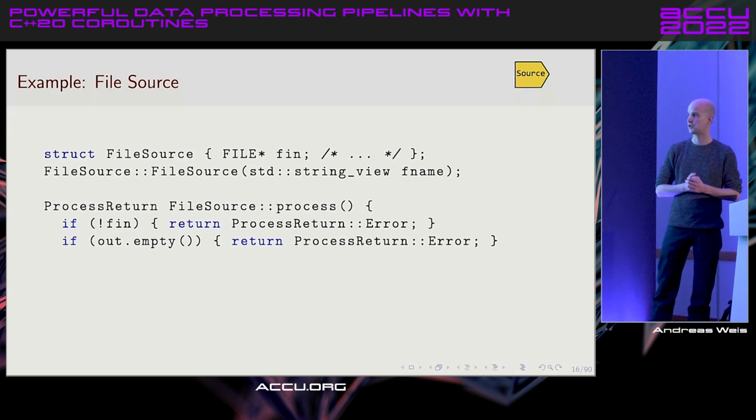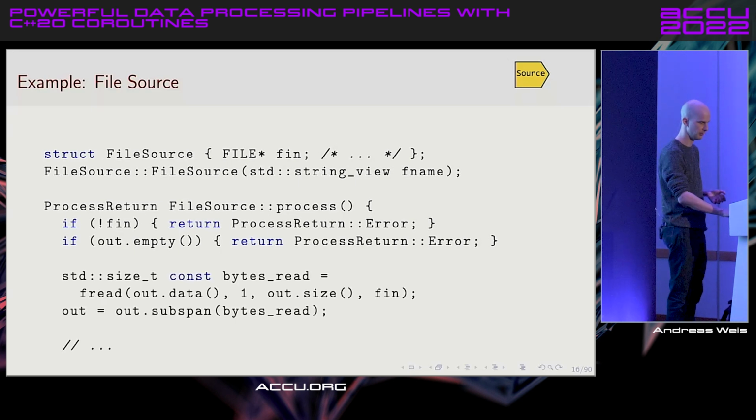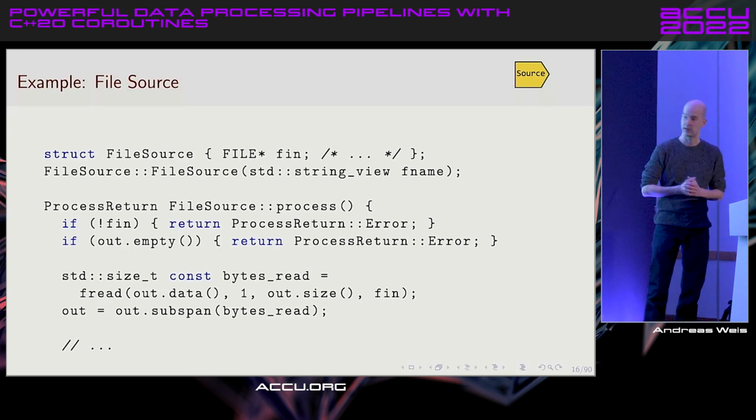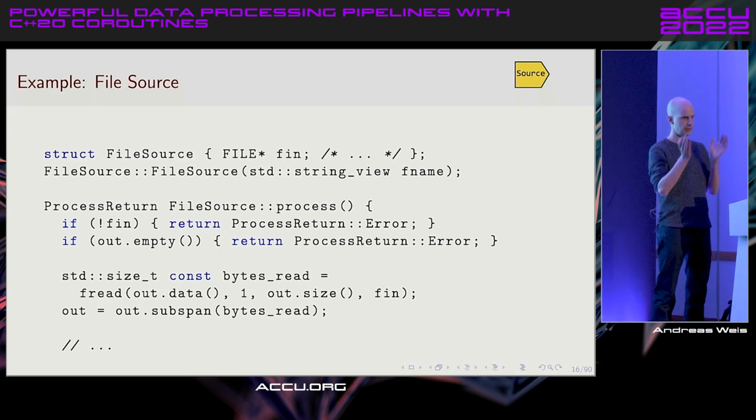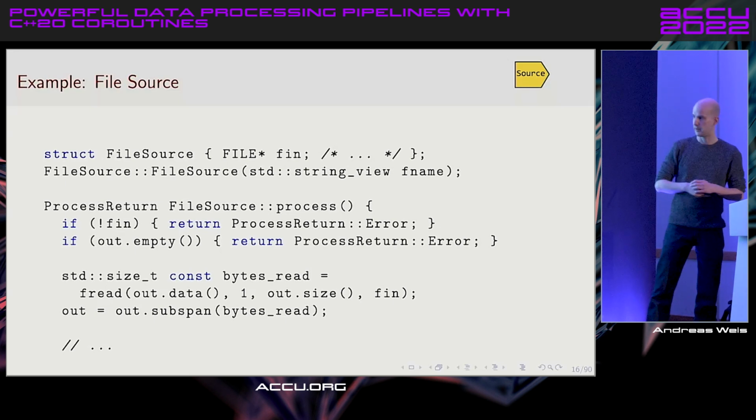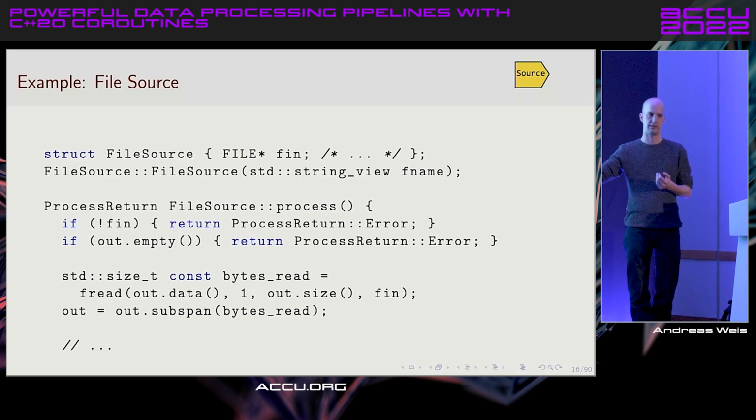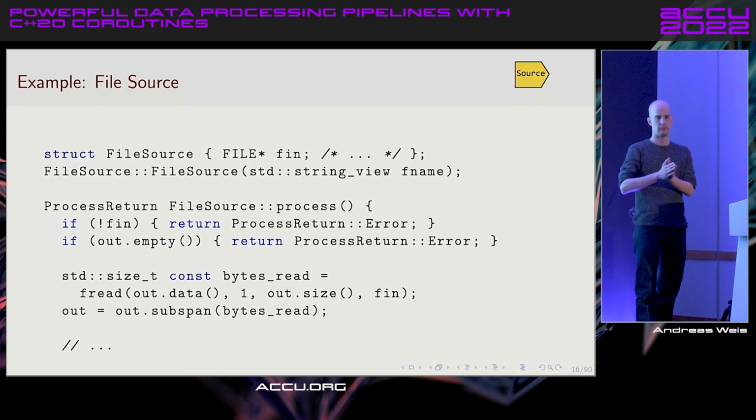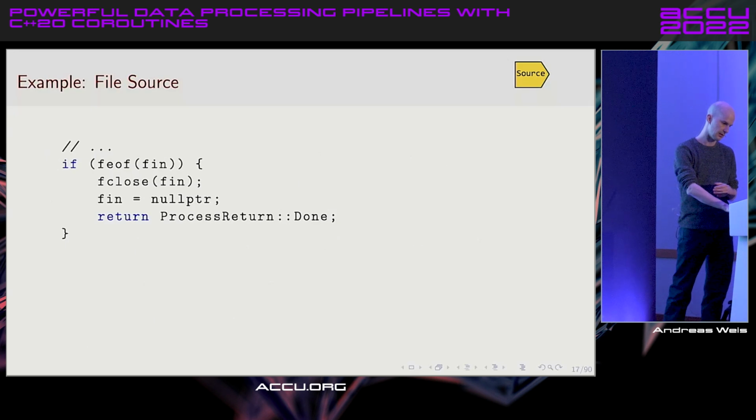In the process function, I first check whether everything is set up correctly. The file needs to be open. I need to have an output buffer available that I can write to. If all of this is there, then I just read the pending data from the file. So I keep walking through the file by these successive calls. I then, after the reading, adjust my output range. So usually this sets the output range to 0, except for the very last call where I may have read less than my buffer size, and then this will be a partial resize.